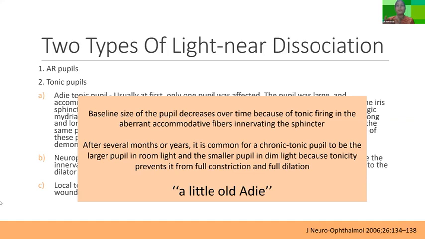The baseline size of the pupil decreases over time because of the tonic firing in the aberrant accommodative fibers innervating the sphincter. After several months or years, it is common for a chronic tonic pupil to be the larger pupil in room light and a relatively smaller pupil in the dim light because it fails to fully constrict or fully dilate. Hence, it is called a little old Adie's pupil.